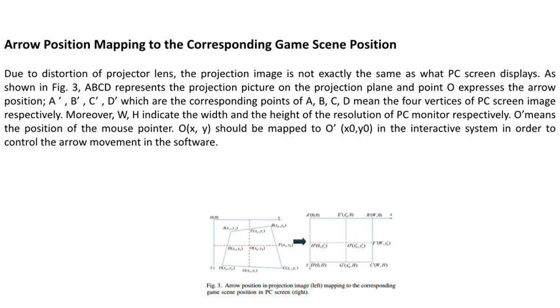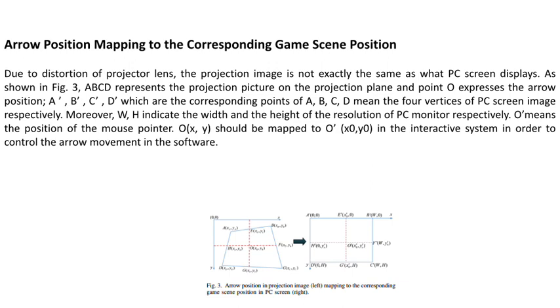Next we are going to see how the arrow position is mapped to the corresponding game position. Due to distortion of projector lenses, the projector image is not exactly the same as what the PC screen displays, as shown in the figure. ABCD represents the projection picture of the interaction plane, and the primed points A'B'C'D' are the corresponding points, which means the four vertices of the PC screen image respectively. Moreover, W and H indicate the width and height of the resolution of the PC monitor respectively.